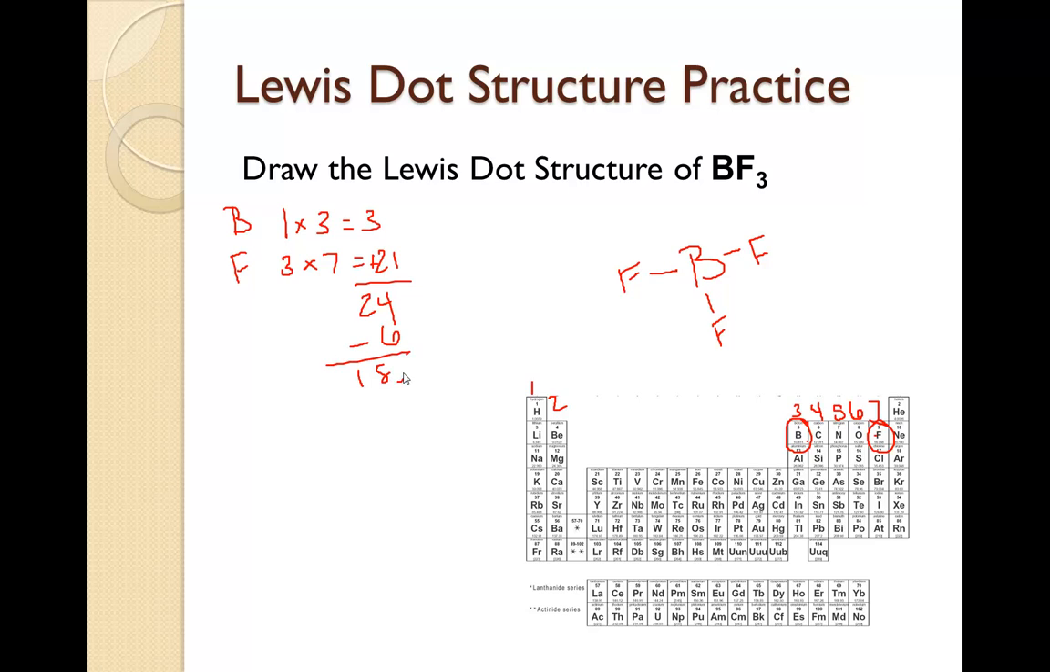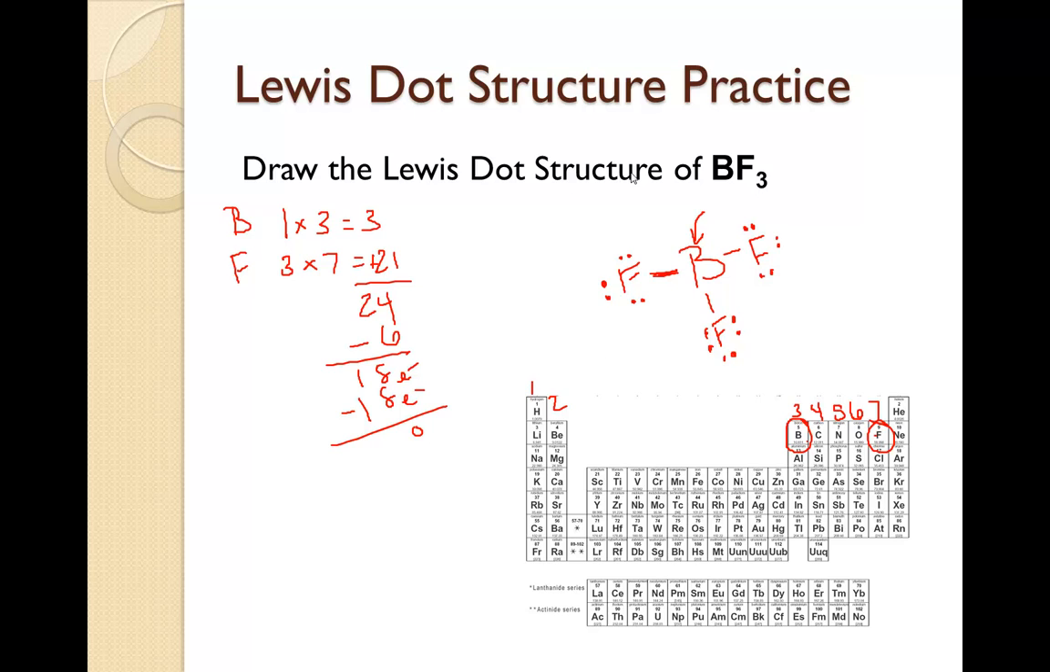We need to fulfill our octet. We have 2 used, which means we need 6 more. 1, 2, 3, 4, 5, 6. 1, 2, 3, 4, 5, 6. That's 12 electrons total. We need 6 more. 3, 4, 5, 6. That's a total of 18 electrons. We don't have any more electrons. Let's check our octet. But wait, this is boron. Boron is one of the exceptions. It doesn't make an octet. It can only get up to 6. So we're good.